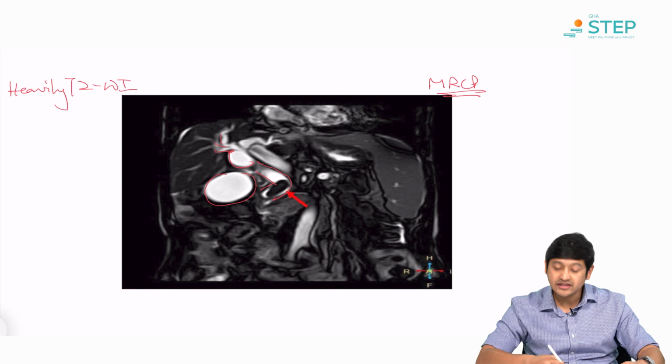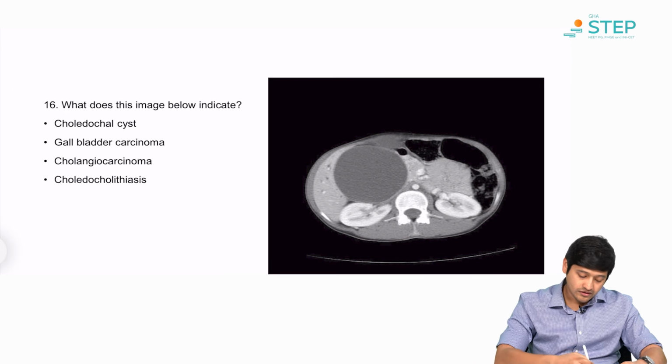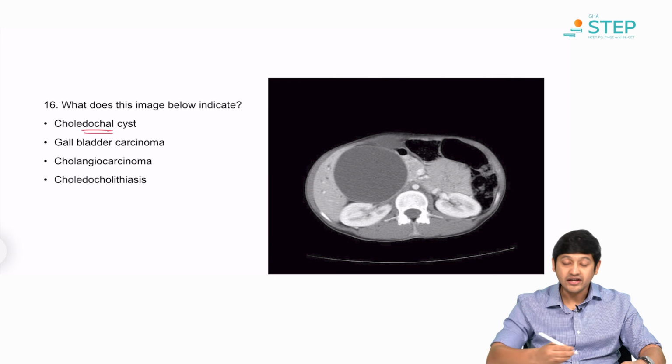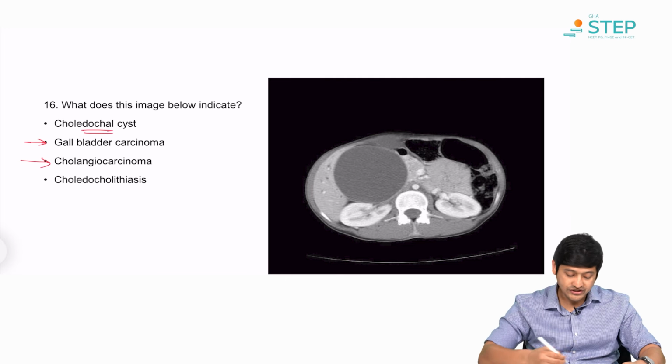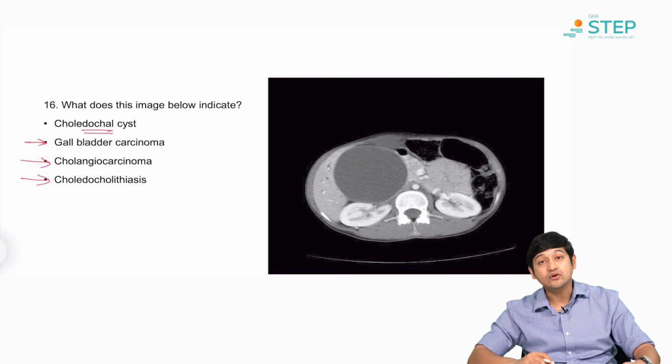We notice that in the expected location of the common bile duct, we have a large calculus here. All right, a large filling defect, and our answer therefore becomes a choledochal cyst by exclusion. You don't have a gallbladder carcinoma. There is no cholangiocarcinoma. There is no choledocholithiasis.